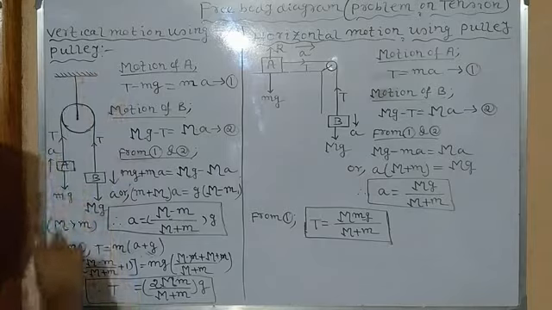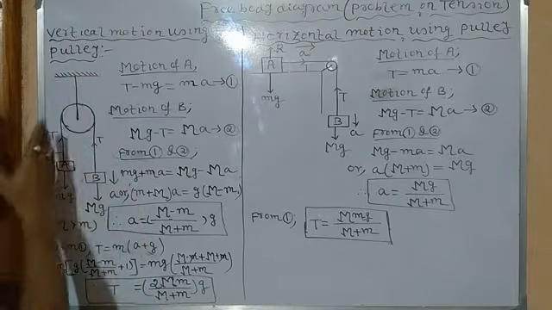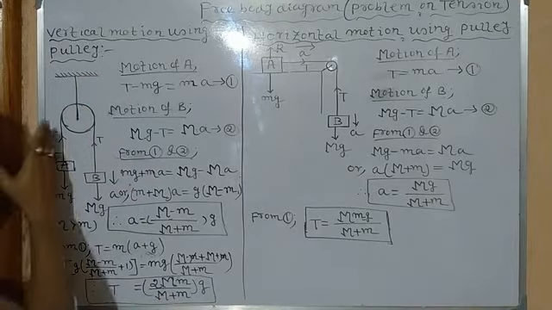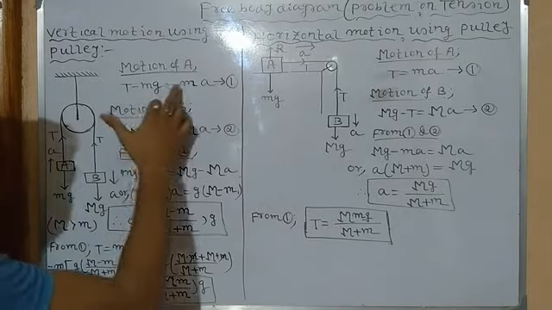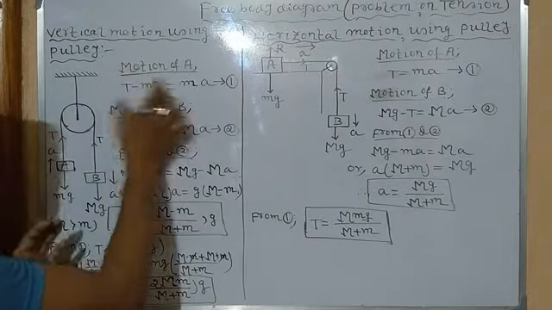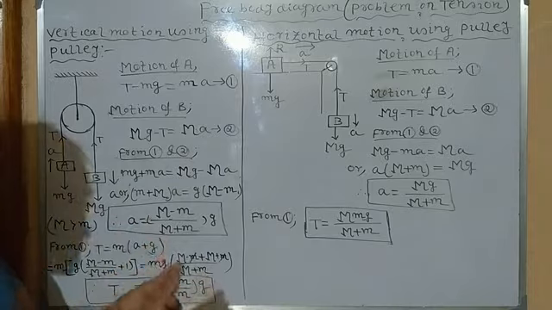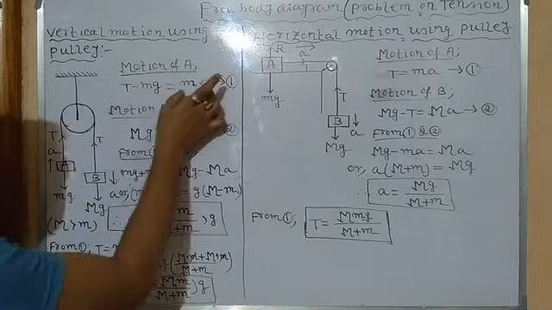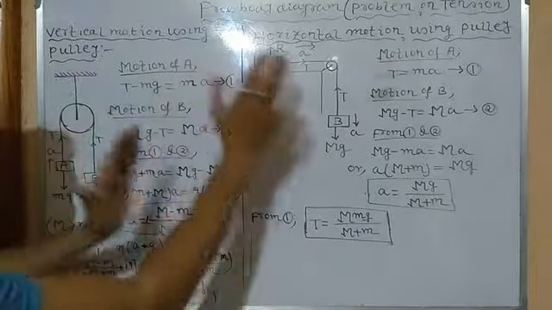But since ultimately it is moving in the upward direction, obviously the effect of tension T is greater than that of mg. So T minus mg is the resultant force, which equals mass into acceleration. So force is equal to mass into acceleration. This is equation number 1.